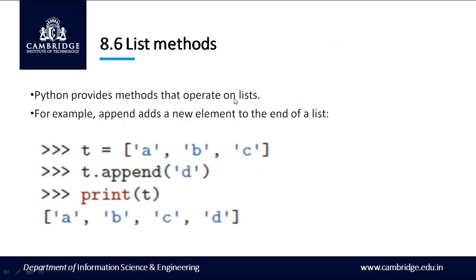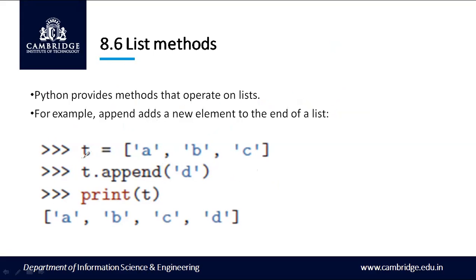So next is list methods. We have 3 methods defined for lists in Python programming, that is append, extend, and sort. Python provides methods that operate on lists. For example, append adds a new element to the end of the list.